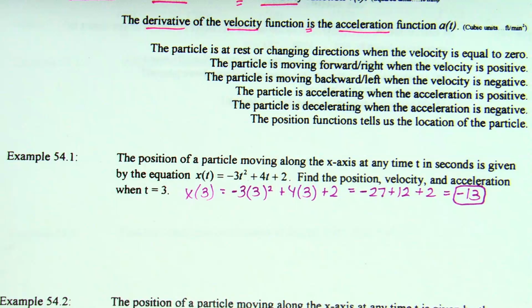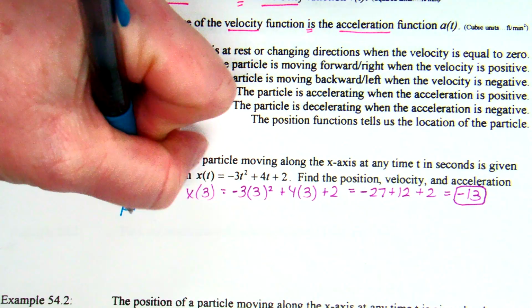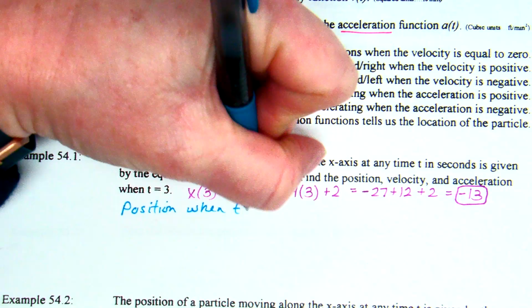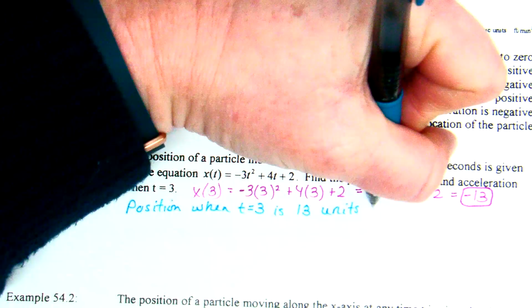Now, that is the position. Let's put it into words, though. Plugging it in, the position is negative 13. What does that mean? It's 13 units to the left of 0. Thinking on a number line, negative 13 is 13 to the left. So the position when t equals 3 is 13 units to the left of the origin.